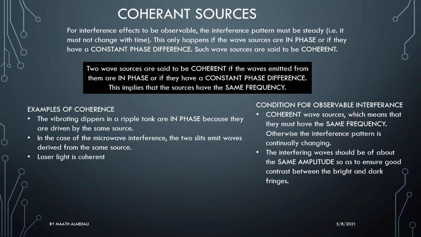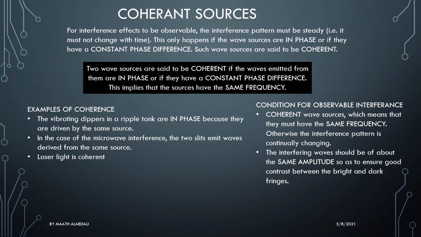Coherence happens when the vibrating dippers on a ripple tank are in phase because they are driven by the same source. Or, in the case of microwave interference, the two slits emit waves derived from the same source. Laser light is also coherent.